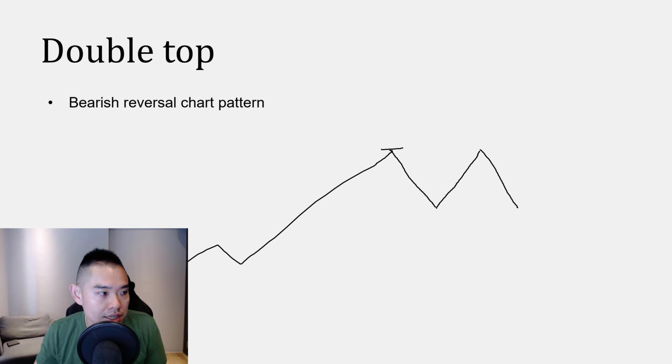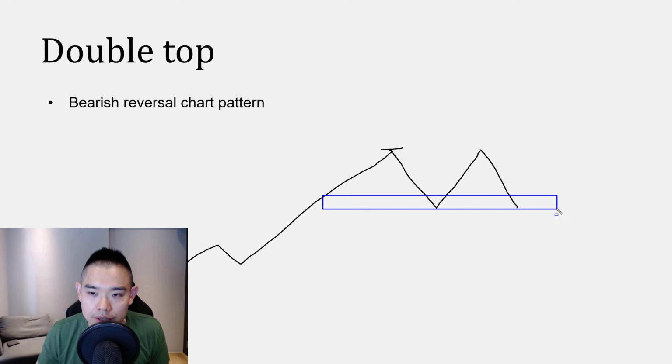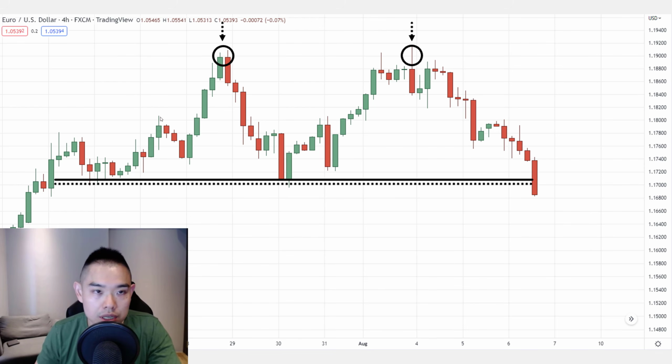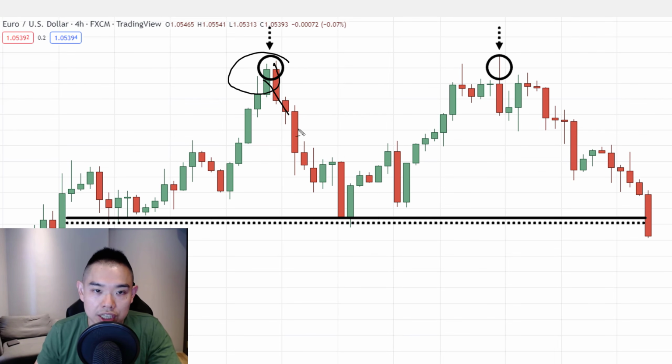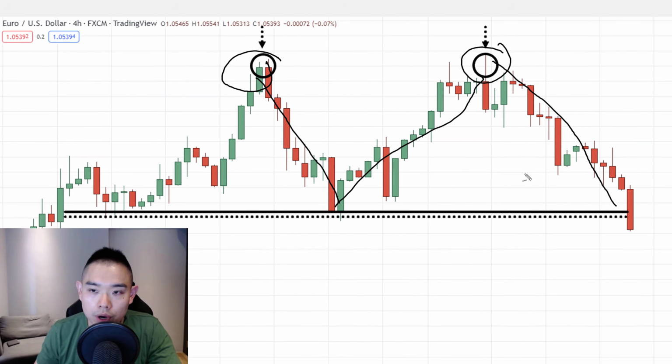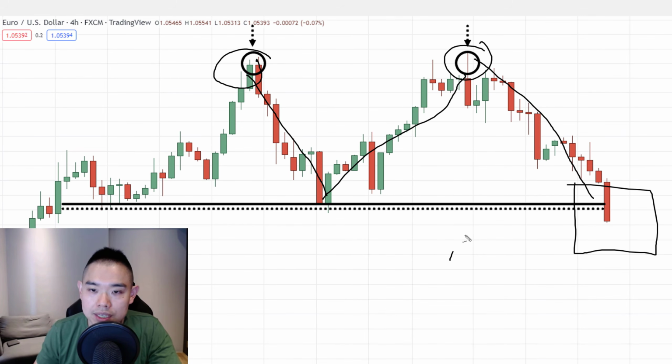But where things start to get suspicious is when you have this neckline over here. If the price breaks below this neckline, we would say that the double top is confirmed and the market is likely to head lower from here. Let me give you an example of how this looks on the chart. You can see over here, this is the double top pattern. It tested once, got rejected lower, tested twice, got rejected lower, and at this point it broke below this neckline, otherwise also known as an area of support.